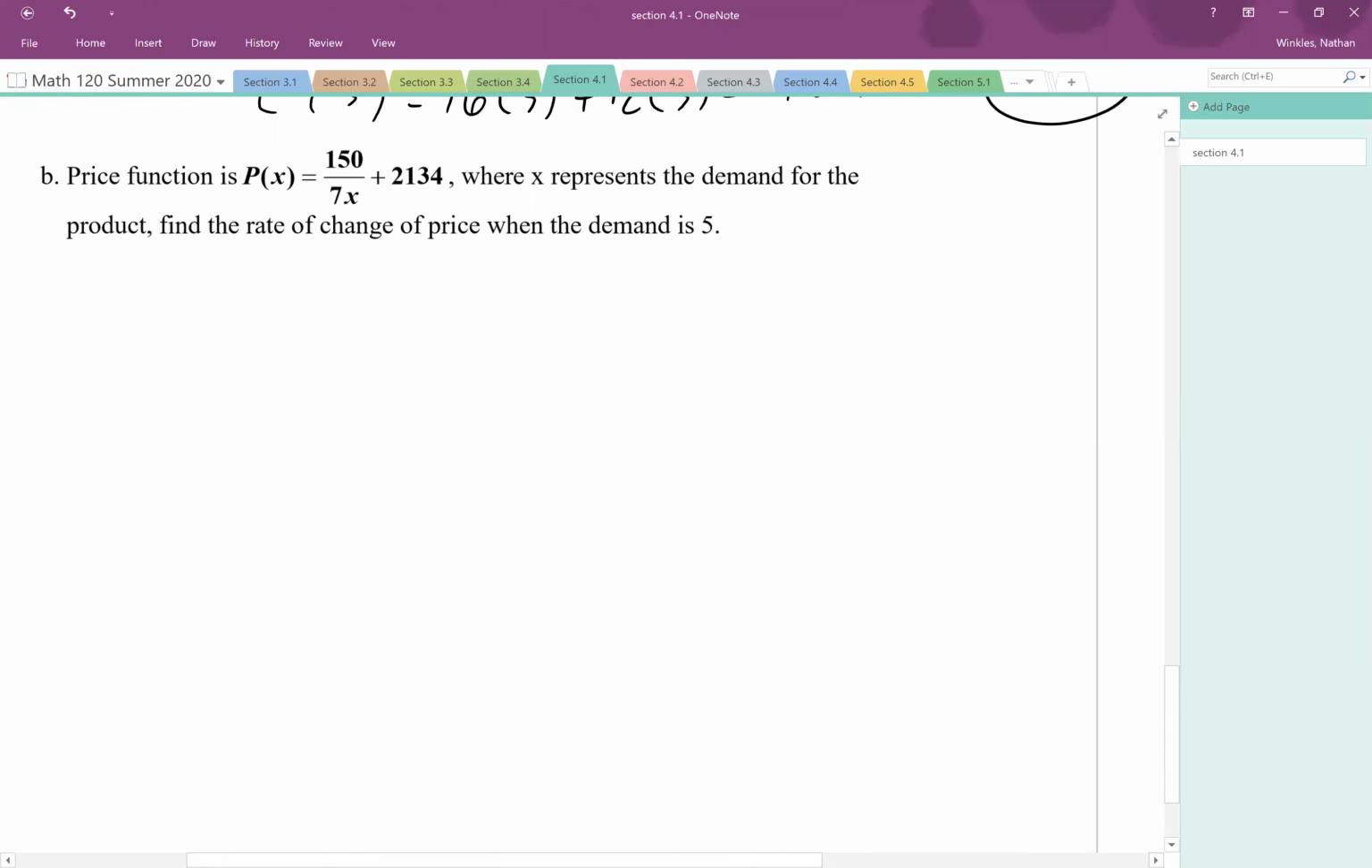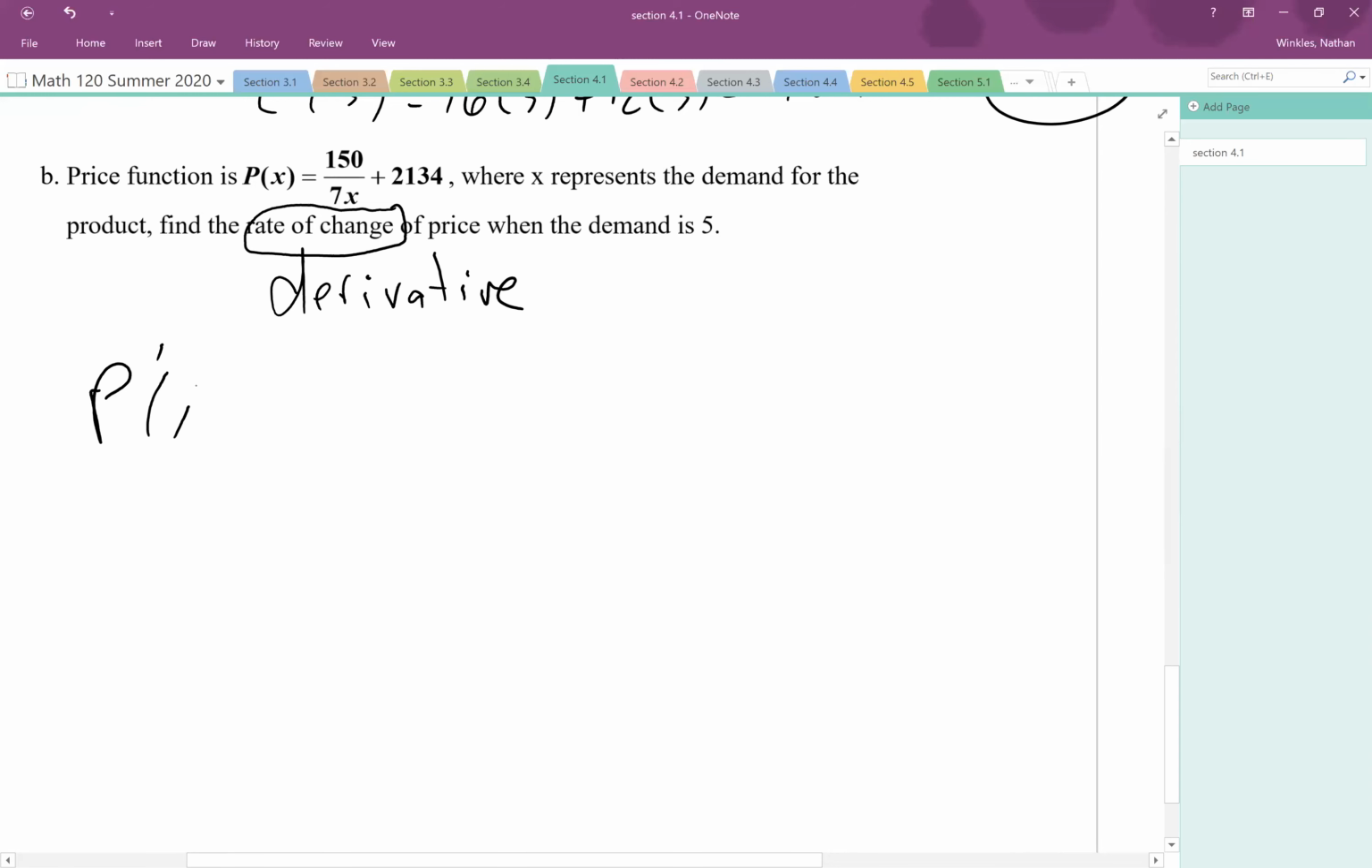For our last example here, we're given a price function. P of x equals 150 over 7x plus 2134, where x represents the demand for the product. We're told to find the rate of change of price when the demand is 5. So anytime that you see the word rate of change, you need to key in that you need the derivative.